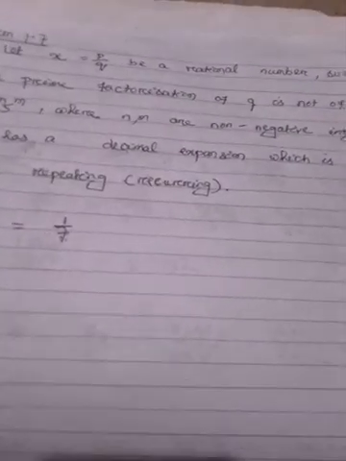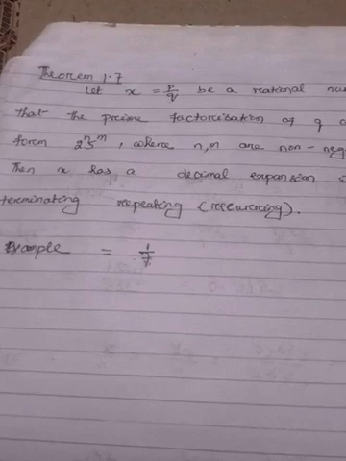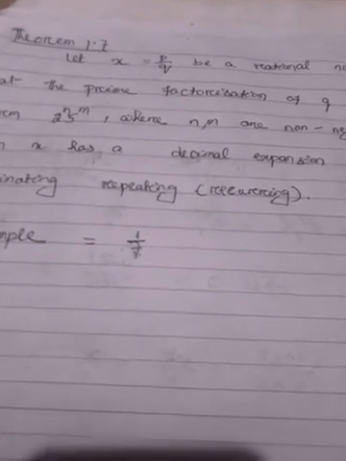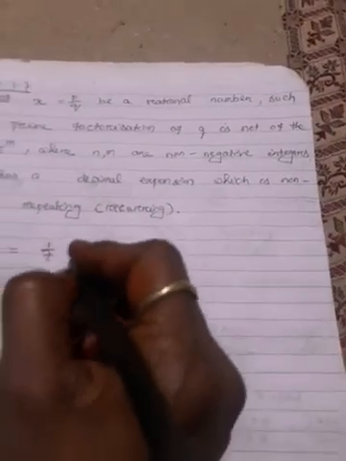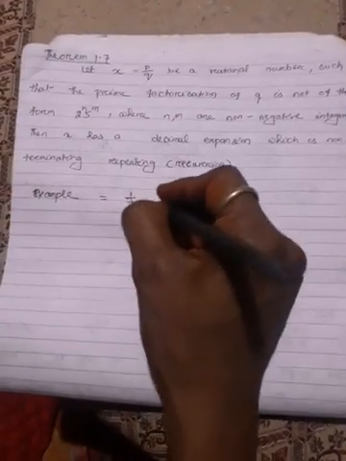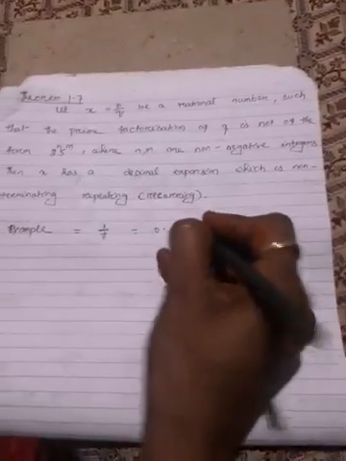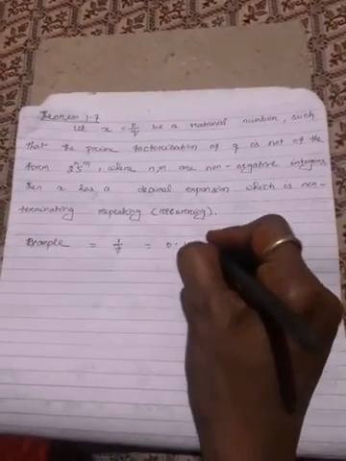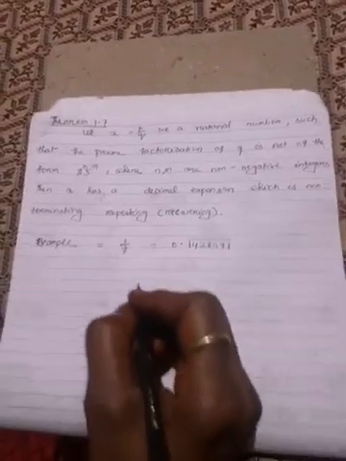From the discussion, we can conclude that the decimal expansion of every rational number is either terminating or non-terminating repeating. 1 by 7 can be written as 0.1428571 bar, and we can do this by long division.